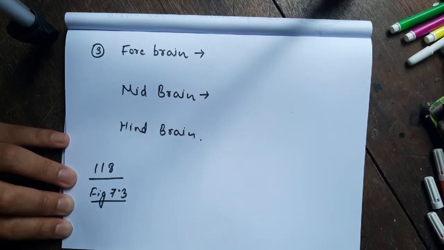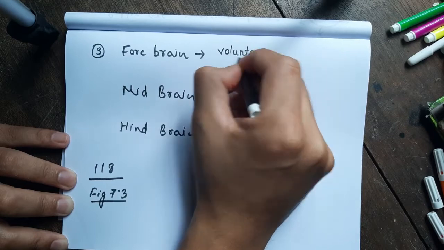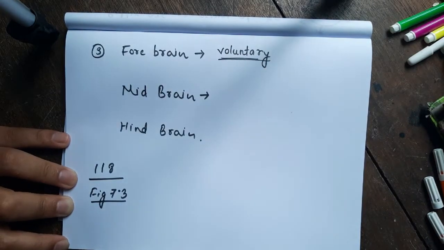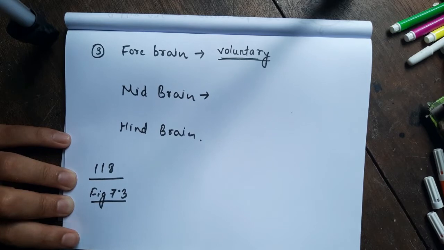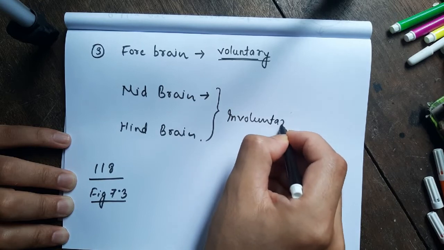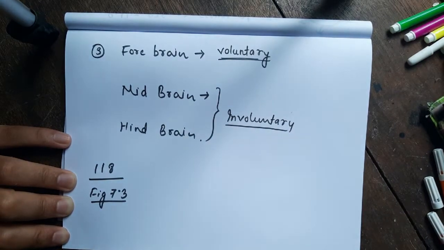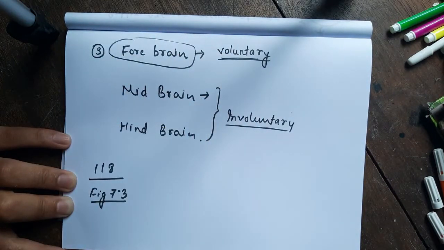In this case, when we were talking about voluntary, the forebrain will be responsible for the voluntary action, or anything that you can control by thinking. You want to run, voluntary. You want to write, you're holding a pen, you're making your hand muscles move, voluntary. You want to jump from somewhere, you are making your leg muscles move, voluntary. All the voluntary actions are controlled by the forebrain. Midbrain and hindbrain will control the involuntary parts, such as our heartbeat, our blood pressure, our movement of the eyes and all those. So this is the main difference: forebrain, voluntary, and the other two will control the involuntary.